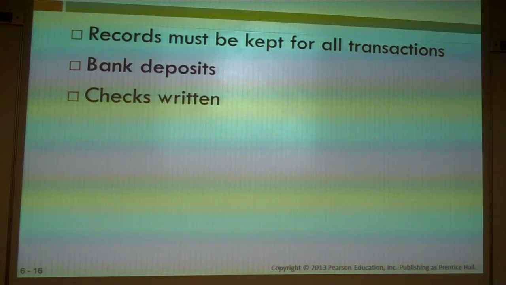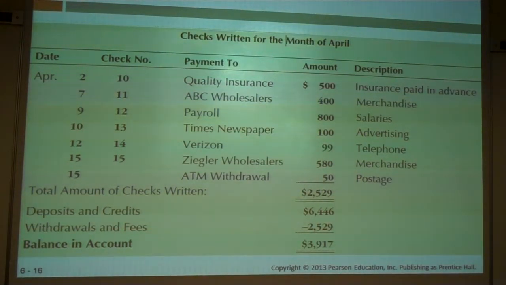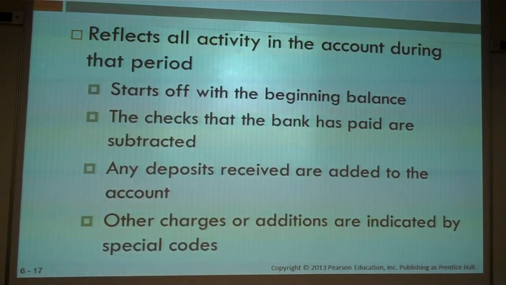So we're keeping track of the checks that we've written and the bank deposits that we've made, just like we would in the journal. Here's our deposits, there's the withdrawal and the fees, and then the balance in our account. Now when you get your bank statement, the bank statement doesn't usually have the same number that you have in your checking account, in that account that says cash. So we'll have to make some adjustments.